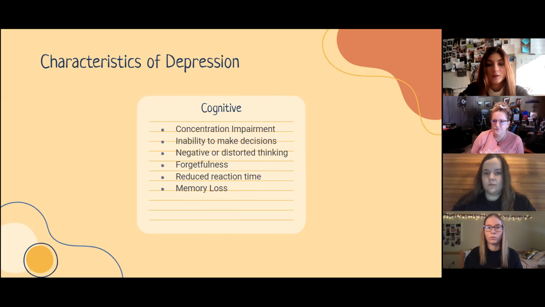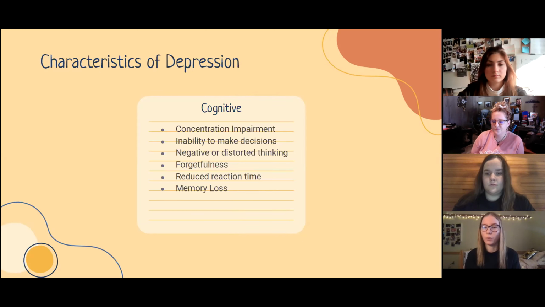They also might experience the inability to make complex or simple decisions, or they may make mountains out of molehills or molehills out of mountains, and they might not be able to make those elaborate decisions for themselves. So the next one is negative or distorted thinking. A person with depression may have distorted thinking because they don't like the way they look or the way that depression makes them feel.